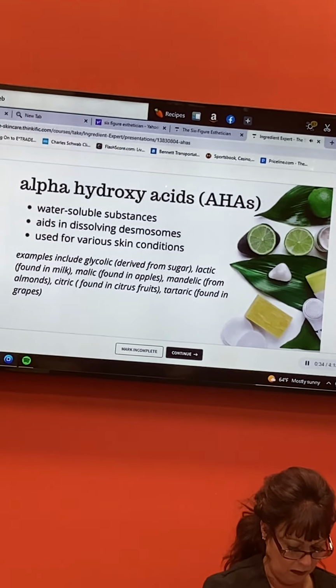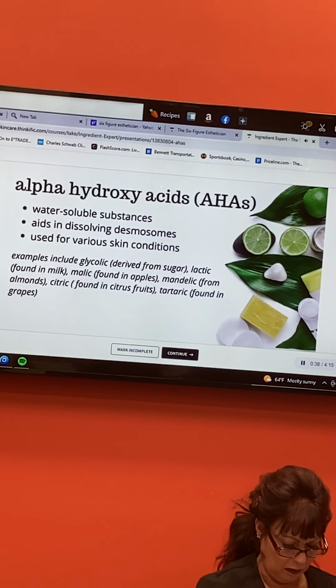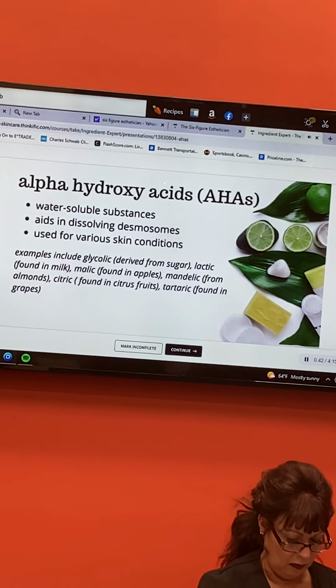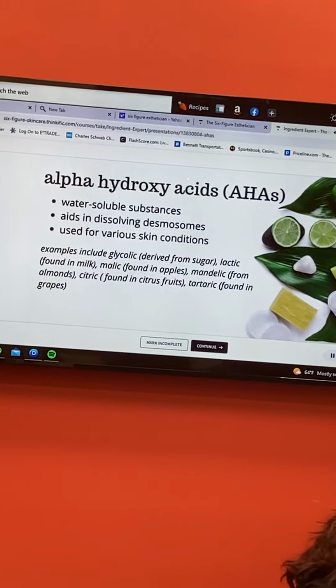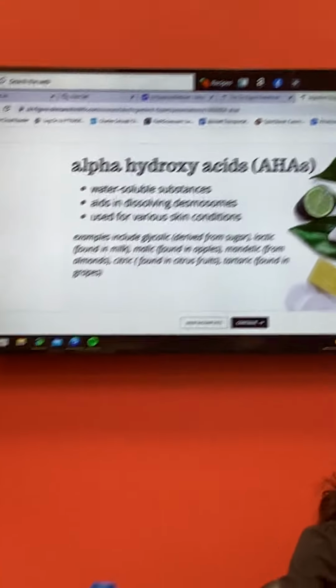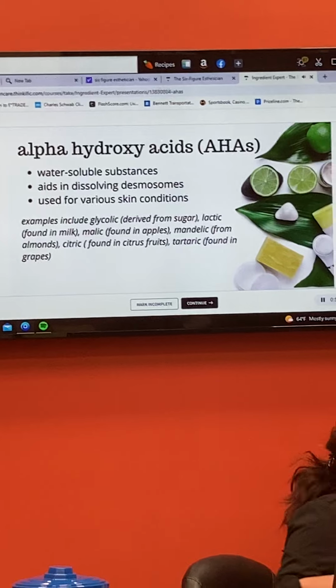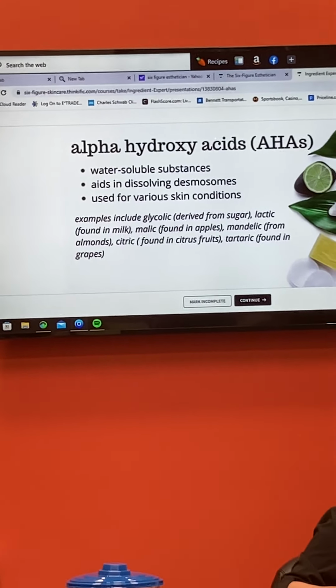So let's first talk about glycolic. We all know about glycolic. It's derived from sugar cane, and it really helps break down the intercellular structure. Keep in mind now, glycolic has the smallest molecular size of all of the AHAs. So it's been shown to really strengthen collagen fibers.